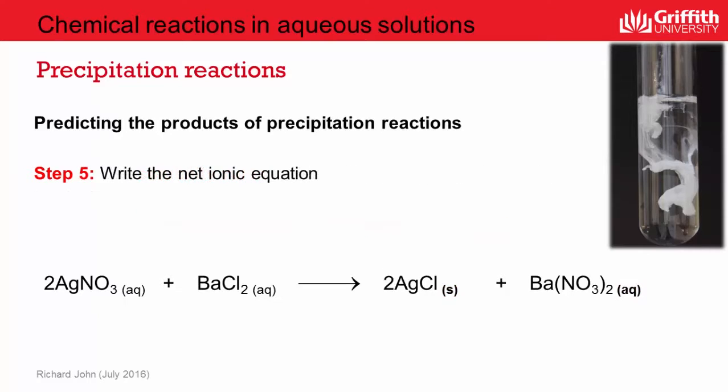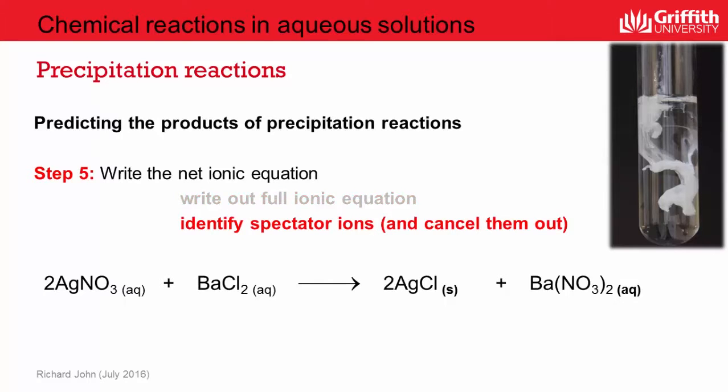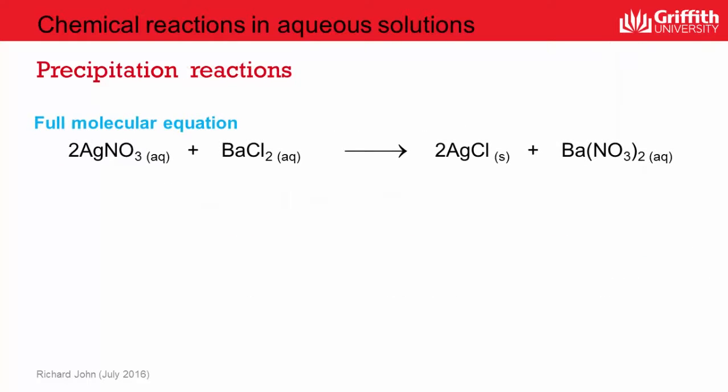The last step, and you may not have to do this depending on the context and the situation, is to write out the net ionic equation. What's the net chemical change that's actually taking place here? And to do that, we have to write out the full ionic equation and we have to identify spectator ions and then we cancel them out. So let's have a crack at doing that.